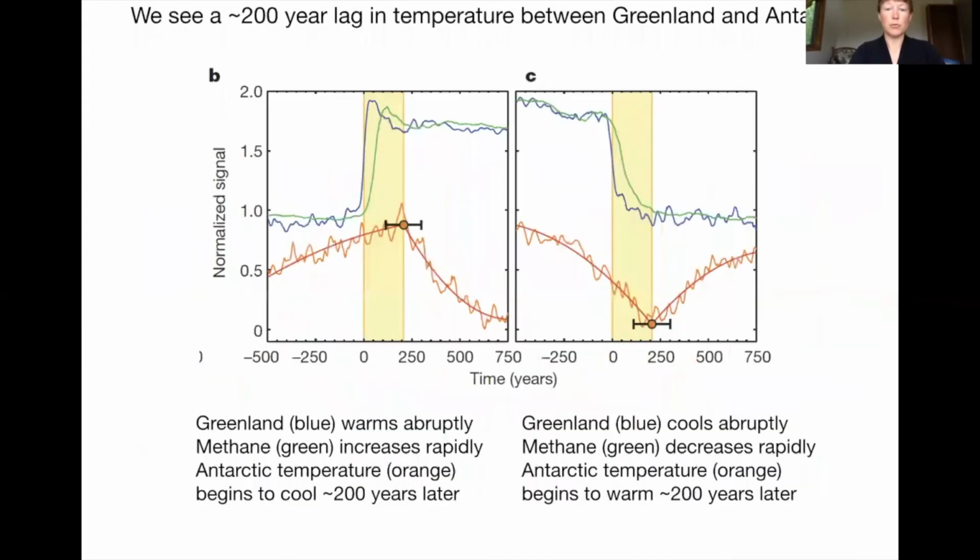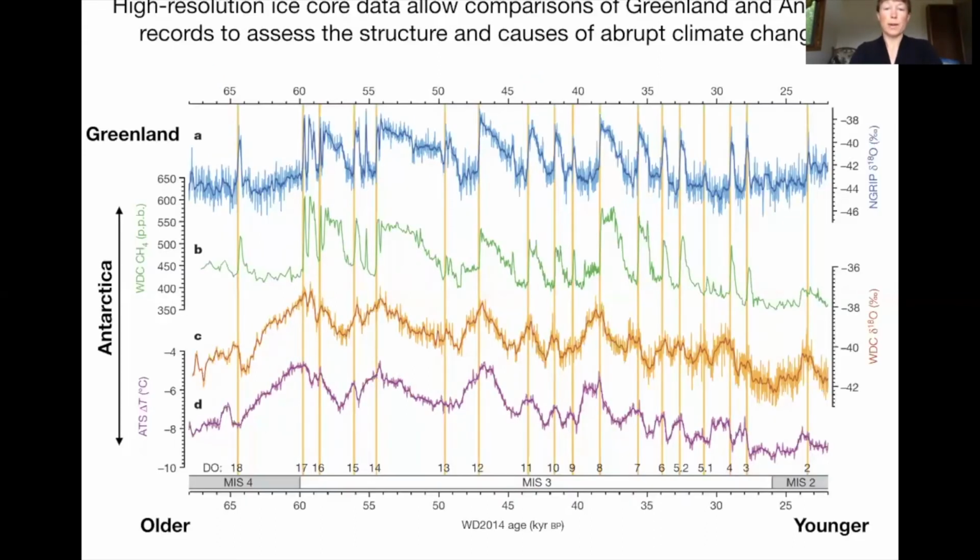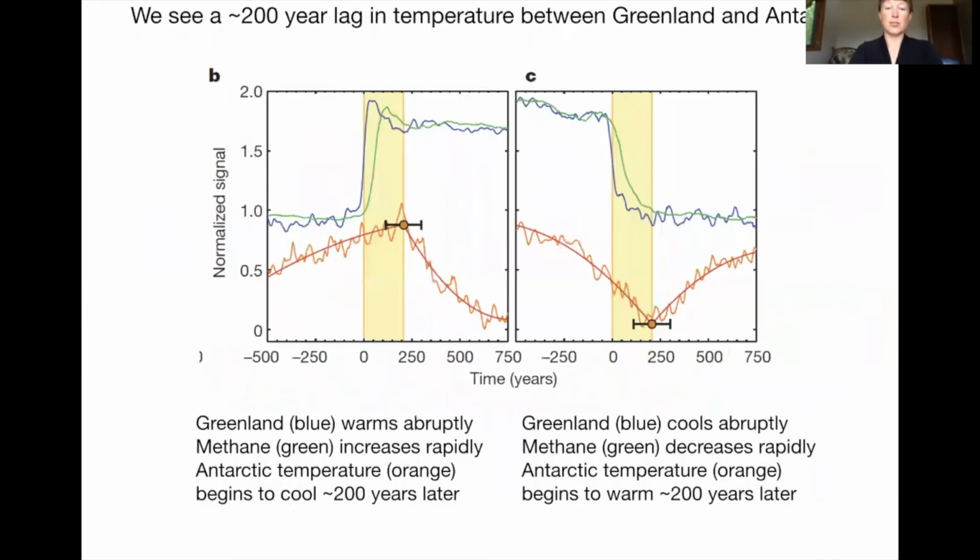Okay, so we'll move on to a more detailed view where we're gonna look at these events, the warming side of the Dansgaard-Oeschger events and the cooling side. So just to go back, we're basically taking these events highlighted by the yellow lines and mushing them together into these plots. So the blue is the Greenland temperature, which is consistent with the previous slide.